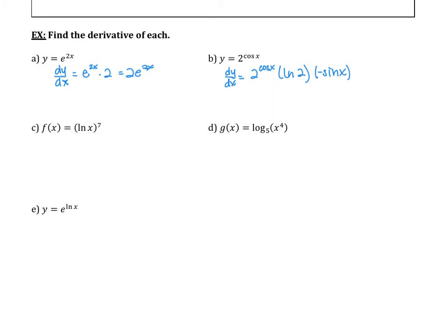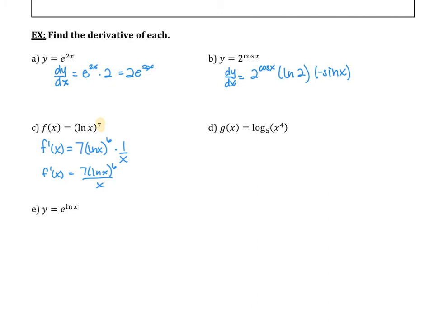All right, notice in this next one that my main function, the bigger function, is something to the 7th power. So let's go and take the derivative of that. So we've got f prime of x equals 7 times the natural log of x to the 6th power. And then we would need to take the chain from the natural log, so we've got 1 over x. Probably would look a little bit different. We'd probably say f prime of x is 7 natural log of x to the 6th over x.